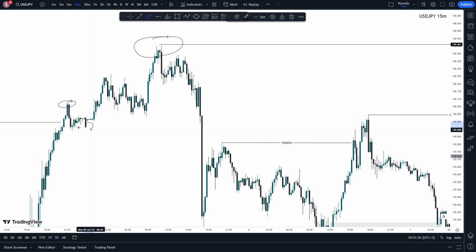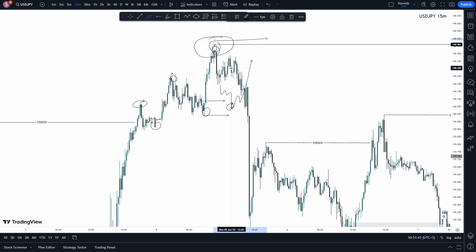So price formed this low, this high, low, right? Higher high, higher low, higher high. An overall expectation was just a small pullback into this area here for mitigation, and then a continuation to target this as its next liquidity run.